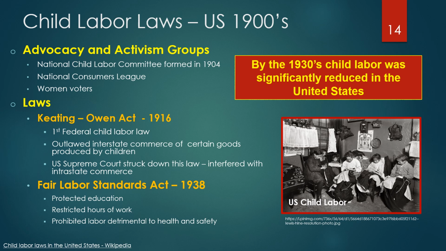However, the U.S. Supreme Court struck down the law, arguing that its implementation would not only regulate interstate commerce, but also intrastate commerce, infringing on states' rights. The most sweeping federal child labor law was the Fair Labor Standards Act of 1938 that protected youth educational opportunities, restricted youth work hours, and prohibited child labor that was detrimental to their health and safety. It took 3 decades, but by the 1930s, child labor was significantly reduced in the United States.